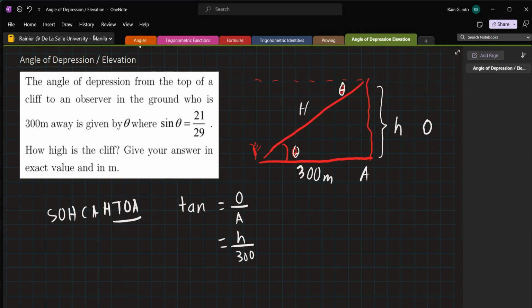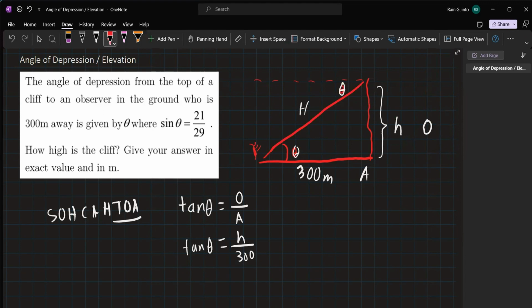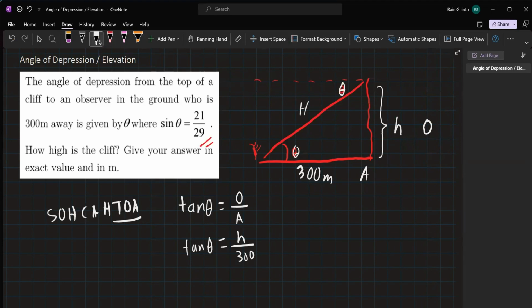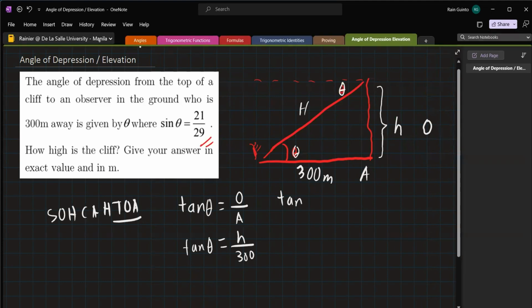However, we still don't know what tangent theta is. But we were given what sine theta is, and sine theta has a value of 21 over 29. From here, we could recall that tangent theta is equal to sine theta over cosine theta. So we only need to solve for the cosine theta.